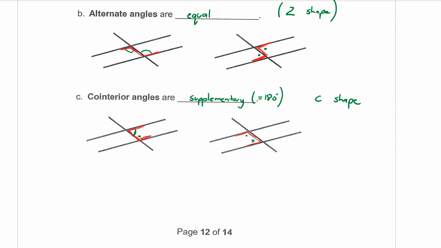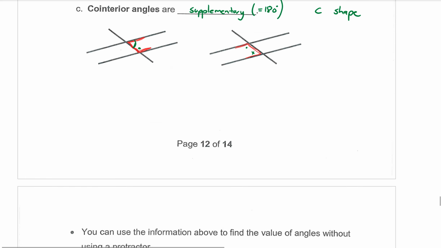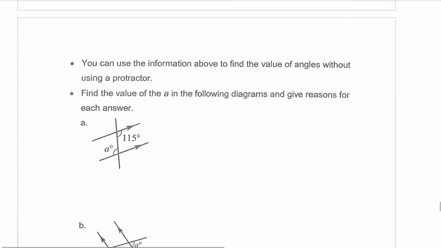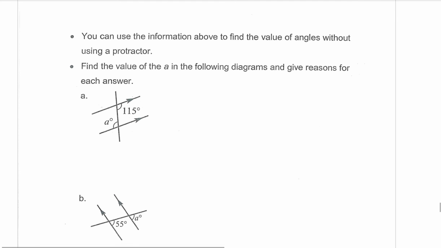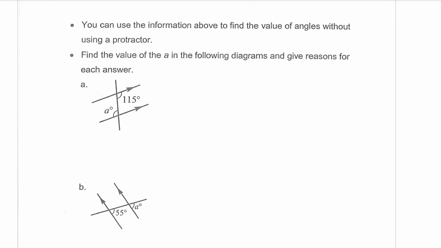Okay, so you're going to spend a little bit of time just identifying where corresponding, alternate and cointerior angles are. But once you get the hang of that, the next type of thing we want to do is to find some missing values using those rules, and as always, writing down the reason. So it says you can use the information to find the values of angles without using a protractor. Find the value of A in the following diagrams and give reasons for each answer. So you want to first of all work out what shape is being formed by the angles that you've got there. So for some of you, it's much easier if you draw the arms on the two angles that you've been given.